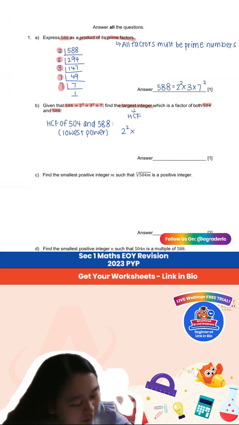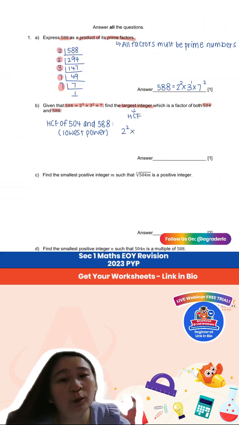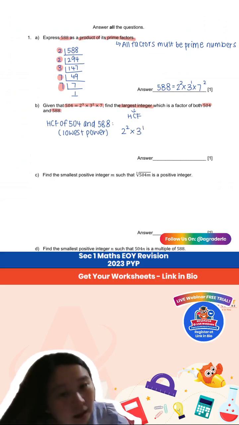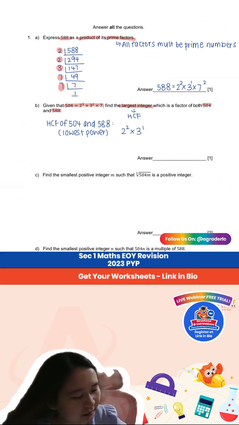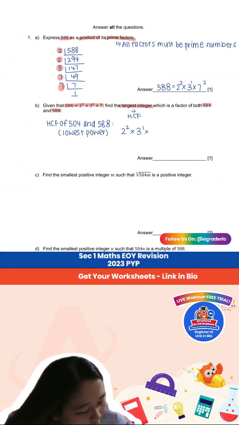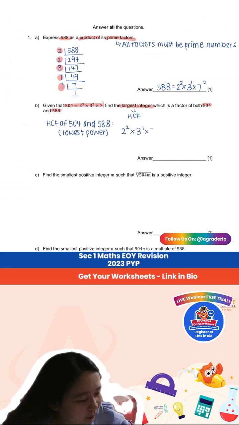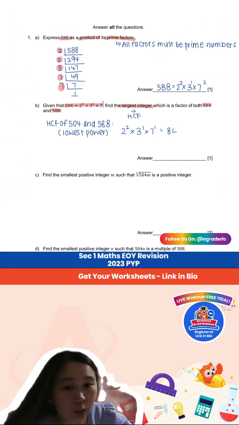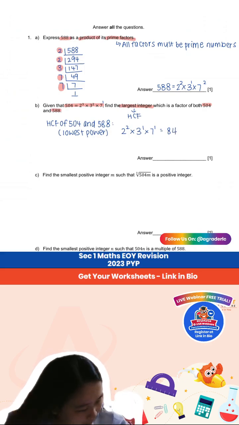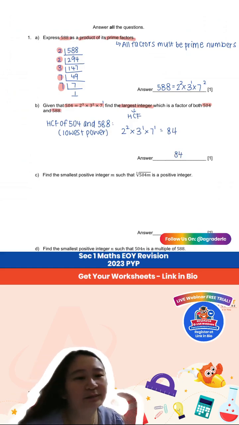Times, one is 3 to the power of 2, one is 3 to the power of 1. So 3 to the power of 1 is the smaller power. Then the other one is 7 to the power of 1 and 7 to the power of 2. So 7 to the power of 1 is the smaller power. So this will be equal to 84. So the largest integer is 84. Yeah, correct.